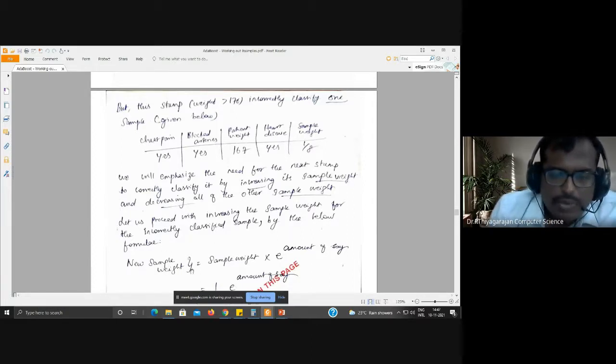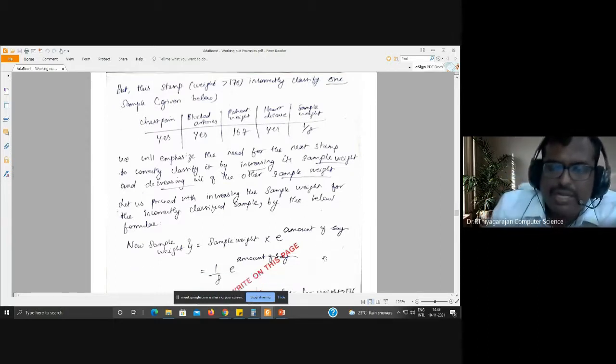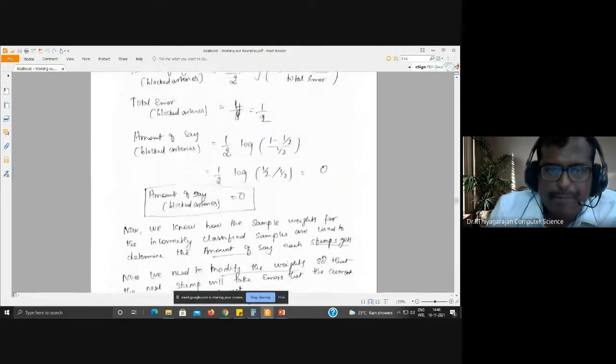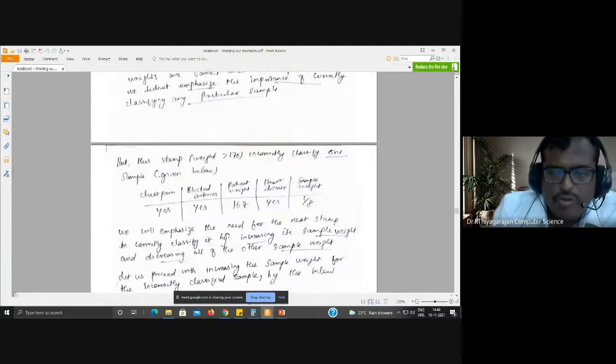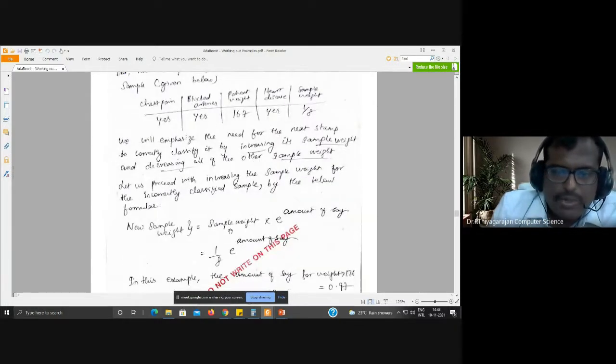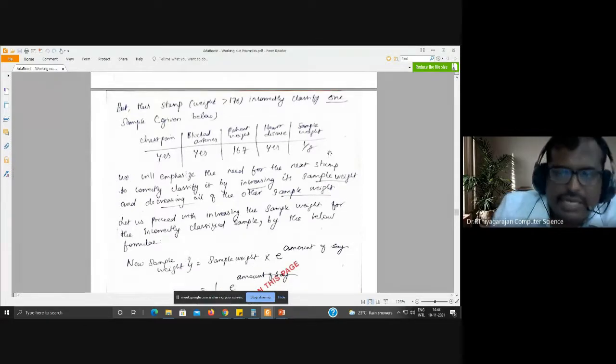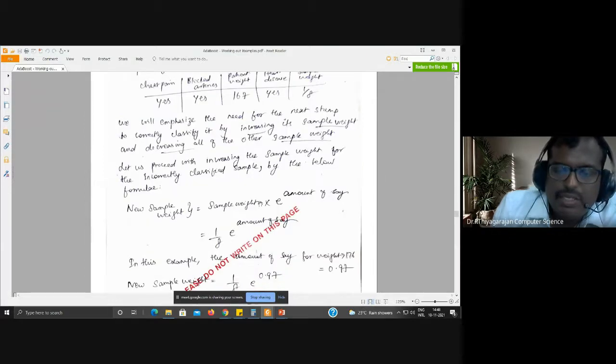So the new sample weight is equal to the sample weight into e to the power of amount of say. Already we have calculated the amount of say, right? For each of the features, we have calculated the amount of say. So that we are going to use now. So what is the sample weight for the given row which is incorrectly classified? The initial sample weight is nothing but 1 by 8. So 1 by 8 into e to the power of amount of say.